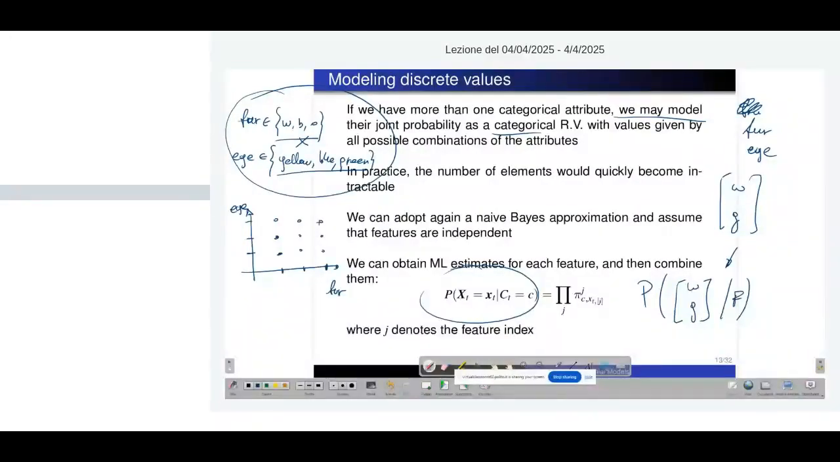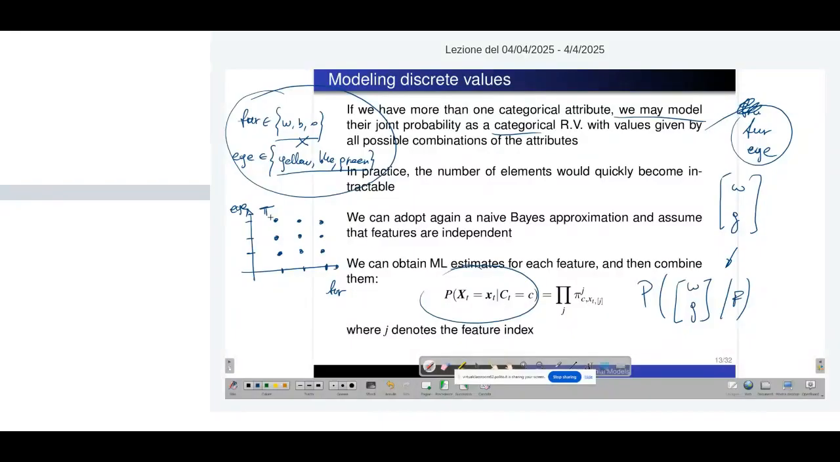Now, how can I extend the model to consider a combination of two features? So in this case, fur color and eye color. Well, one possible extension is, we do the same as we did for the previous task. These are the 9 values that my feature vectors can take. I give a probability for each of these combinations.